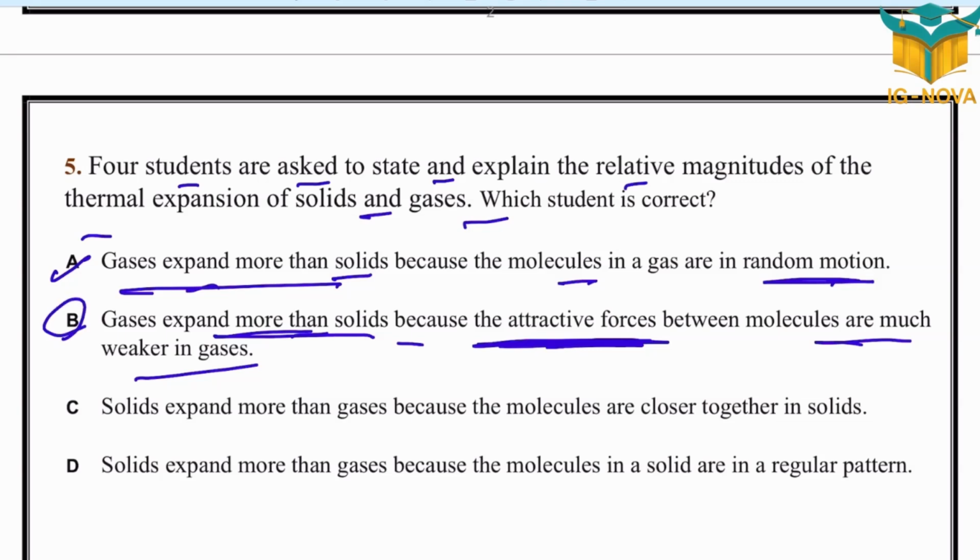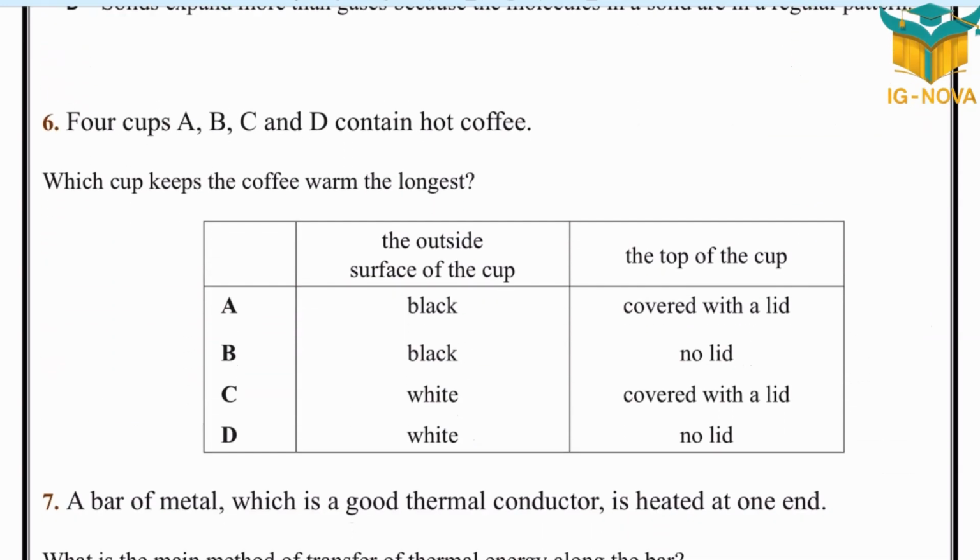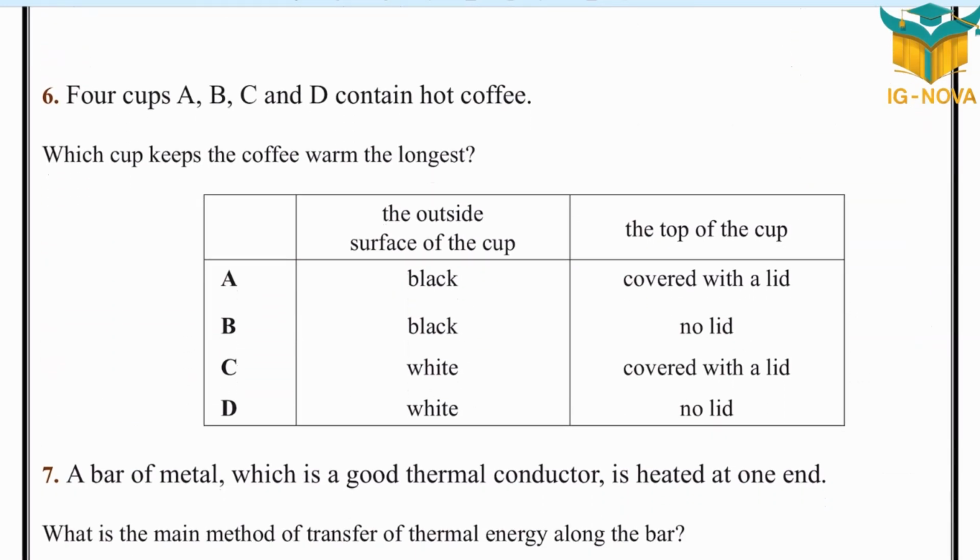Okay, question 6. Four cups A, B, C, and D contain hot coffee. Which cup keeps the coffee warm the longest? I need you to stop and think carefully before taking your answer.